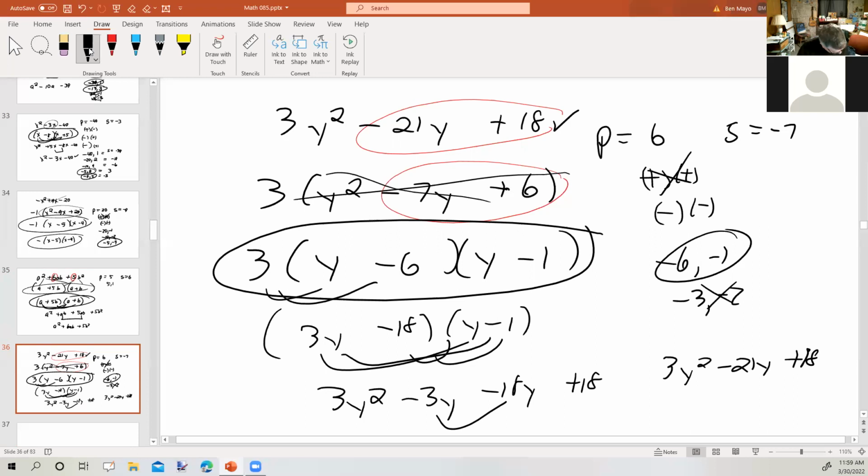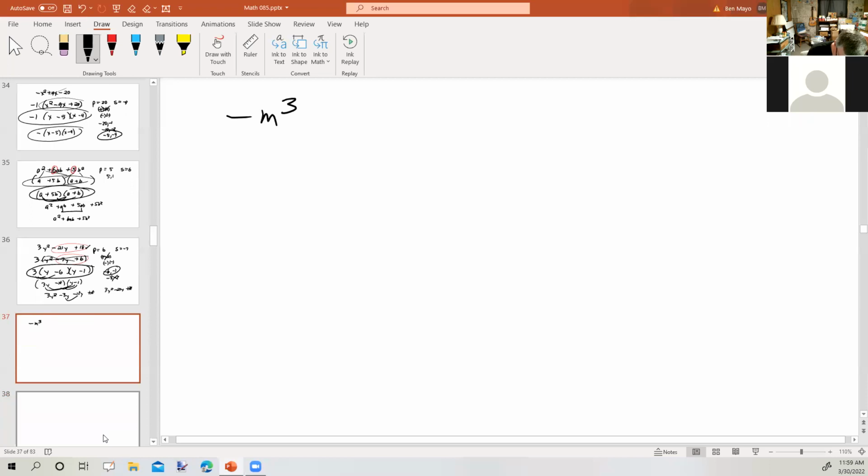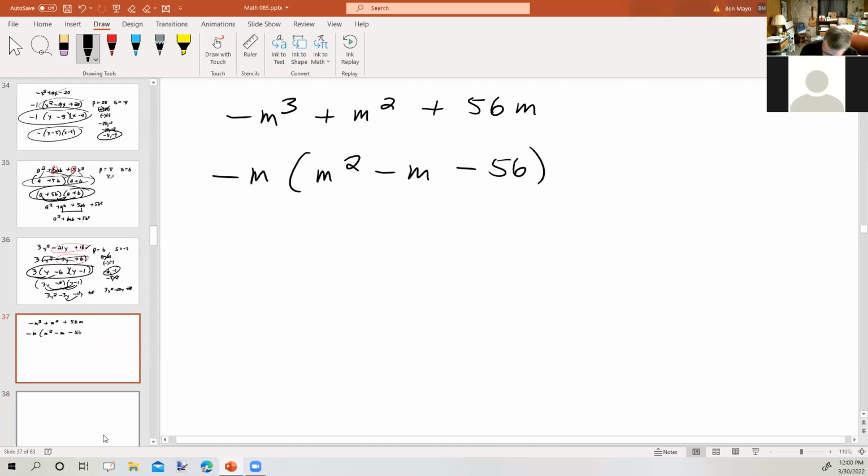Okay. Let's see. Let's take a look at this one. -m cubed plus m squared plus 56m. Well, this is a trinomial. It's in standard form. It doesn't have a leading coefficient of a 1. Not only that, but there's a greatest common factor of an m. But our leading coefficient is negative, so we're going to factor out a -m. So we'll get m squared minus m minus 56.